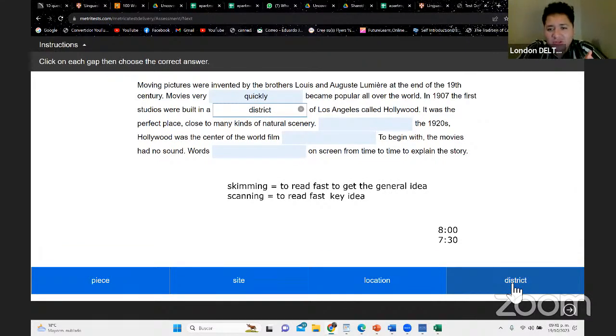Maybe you don't need to know about United States geography, because we're talking about Los Angeles and Hollywood, and everyone knows them. But what if I tell you another city from another country that you don't know? Well, in this case, you have to use district. A district is a word that we use very generally. A district can be a town, okay? A district can be a municipality.